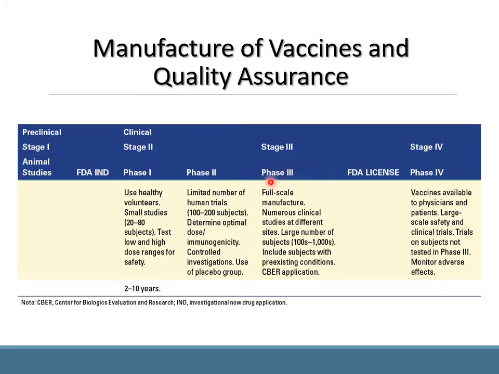Once a vaccine has passed through phase 3, then an FDA license can be given if the results are adequate, and that vaccine moves into phase 4, where the vaccine is available to physicians and patients, and we move into much larger scale safety and clinical trials. Also, and always, officials never stop monitoring for adverse effects in vaccines.